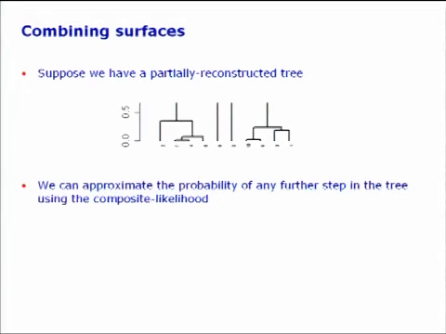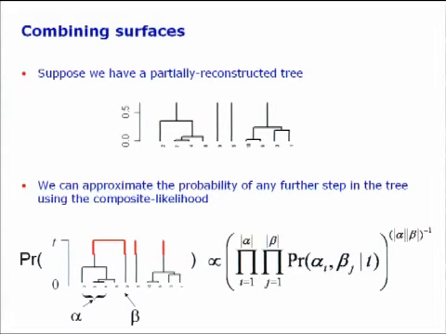Well, what we can do is approximate the probability of any further step in the tree using the composite likelihood. So I could imagine saying that the next step is a coalescent between this clade and the one by it, and that these 2 groups coalesce at some point t, and I'm going to call these 2 groups alpha and beta. I'm going to say that the probability of this is proportional to the product over all chromosomes in alpha and all chromosomes in beta of the marginal probability of observing these 2 chromosomes given this time.